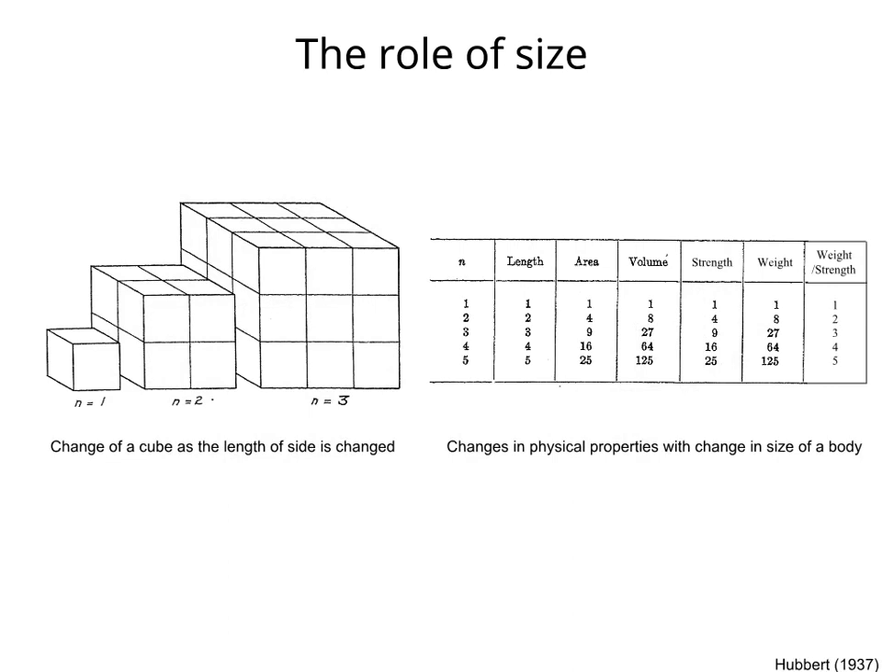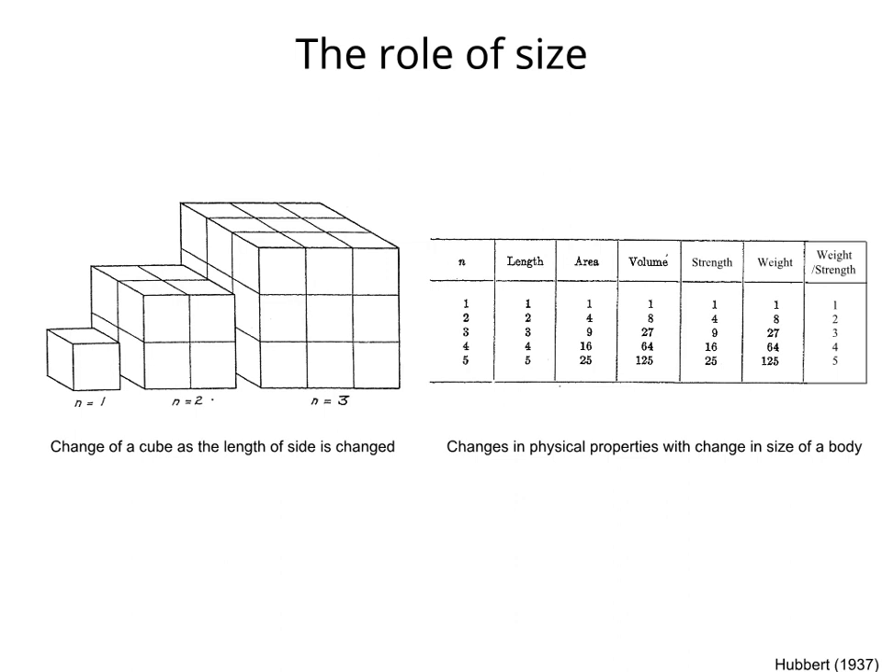Increasing 2 times the side increases 4 times the area, and 8 times the volume of the cube. Increasing 3 times the side increases 9 times the area, and 27 times the volume of the cube. And so on. Now suppose the cube is rock. The strength of the rock is proportional to the area of the cube, since strength has units of force divided by area, and its weight is proportional to the volume of the cube.